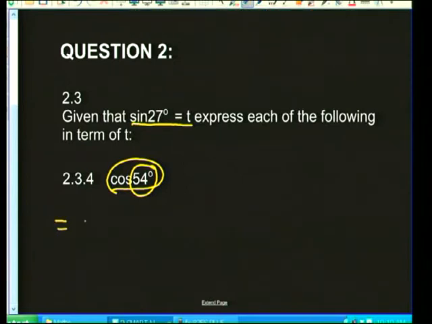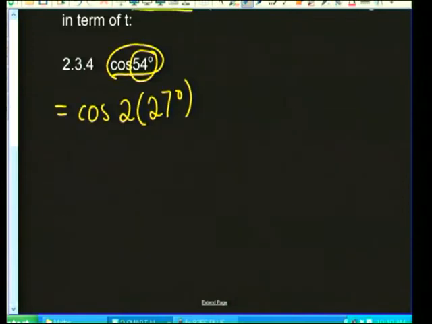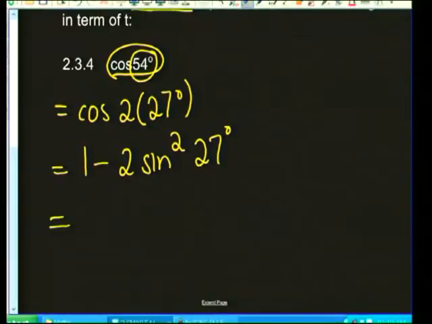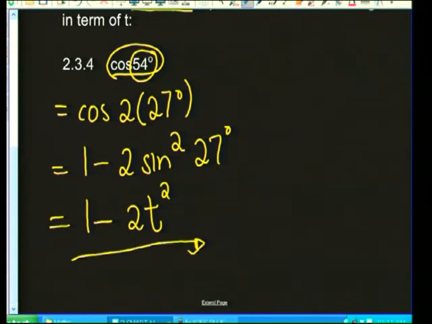So this we could write as cos 2 times 27 degrees. Now this is a double angle. So remember, we can reduce this to 1 minus 2 sine squared 27 degrees. And I specifically chose the sine one because I know what sine 27 is. So sine 27 is t, so this would be t squared. So your answer is then 1 minus 2t squared. Now, let's go to a quick break, and when we come back, we'll continue with question 3.